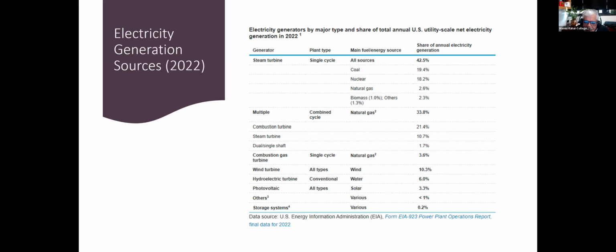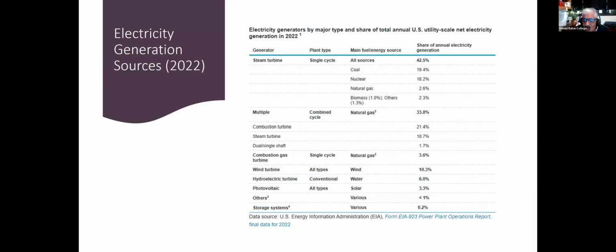And then of these combustion gas turbines, single cycle, if it's just one unit, natural gas usage, 3.6%. But I want to bring your attention to wind turbine. All types of wind turbine amounts to about now 10.3% of this. Hydroelectric turbines, 6%. Photovoltaic, which is solar that is promoted, and there are also tax incentives to do this, is 3.3%.